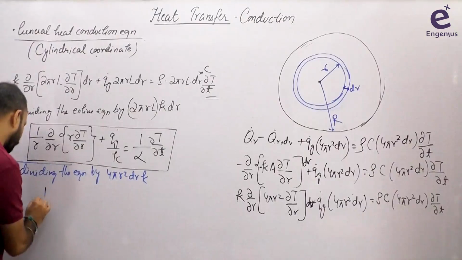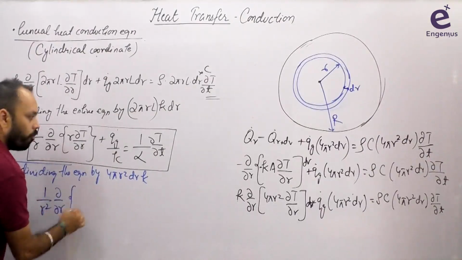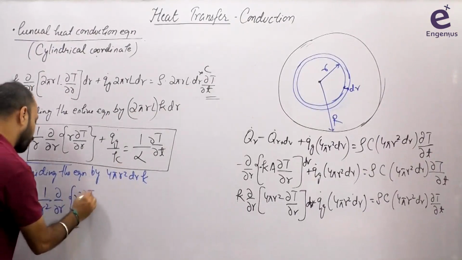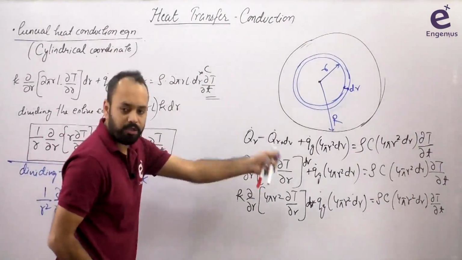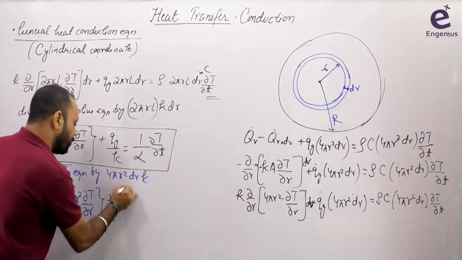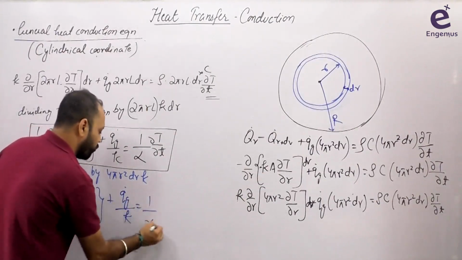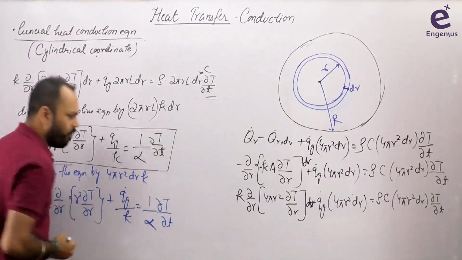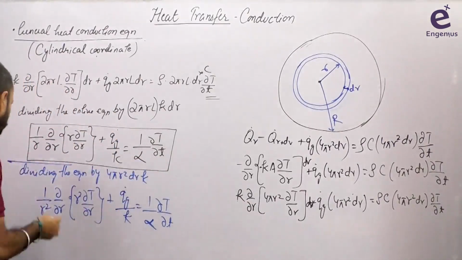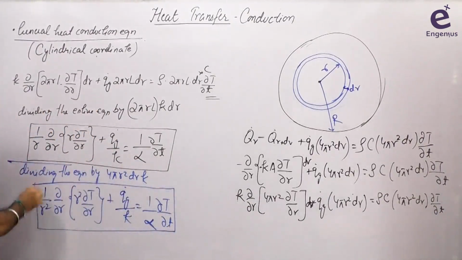It will be 1 by r square del by del r of r square del t by del r. Again, I am solving for a sphere only in one dimension. Qg times 4 pi r square dr will be cancelled. It will be qg. Please note that qg, the uniform volumetric rate of heat generation, is equal to 1 by alpha into del t by del t. Where did alpha come from? All of you have understood: rho Cp by k. This is the heat conduction equation for spherical coordinates.